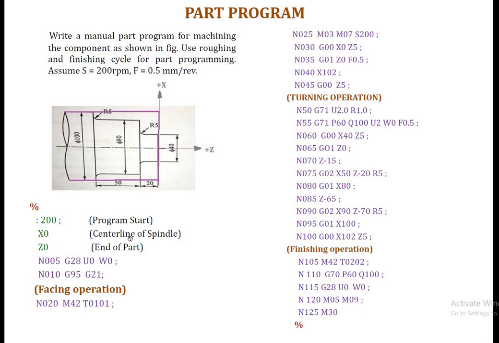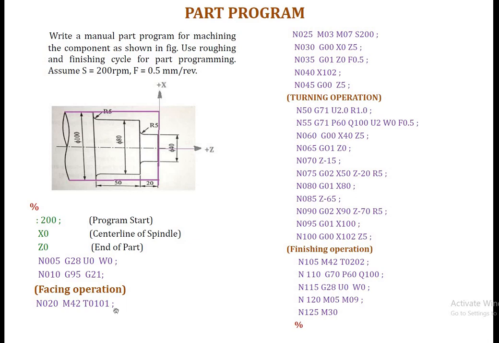X0 is the center line of the spindle. This vertical axis is the X axis, and the 0 of the X axis is on the center line of the spindle. Next, Z0 is the end of the part. This horizontal axis is the Z axis, and the 0 of the Z axis is defined at the end of the part. So this is X0 and Z0.